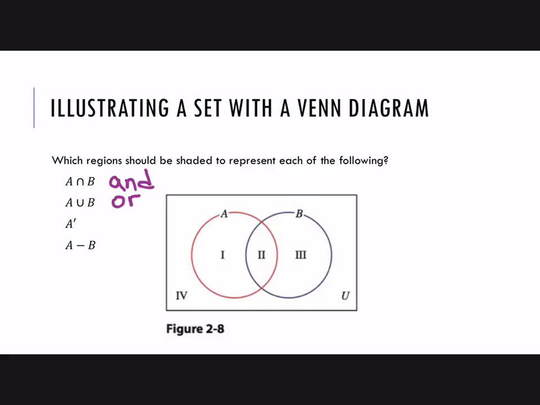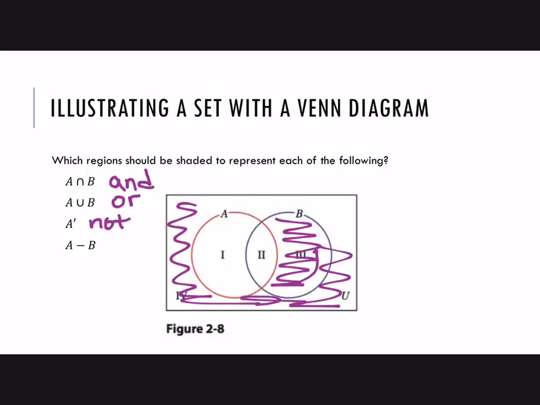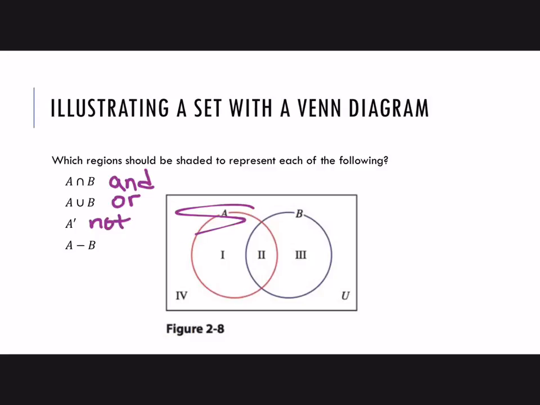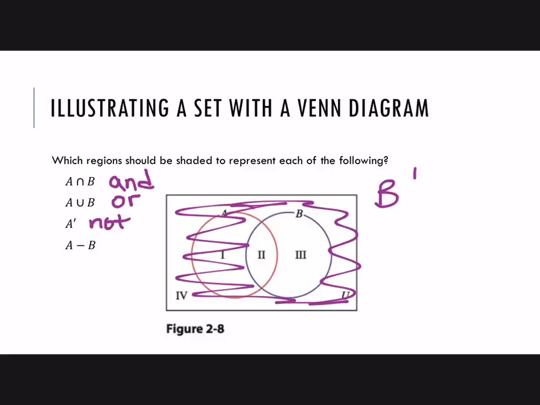All right, how about A complement? You can think of it as maybe not having a keyword. These are elements that are not in set A, and we have 2 regions. Region 3, those elements are not in set A, and also region 4. So to shade A complement, you would shade everything that is outside of circle A. All right, B complement would be everything outside of circle B.